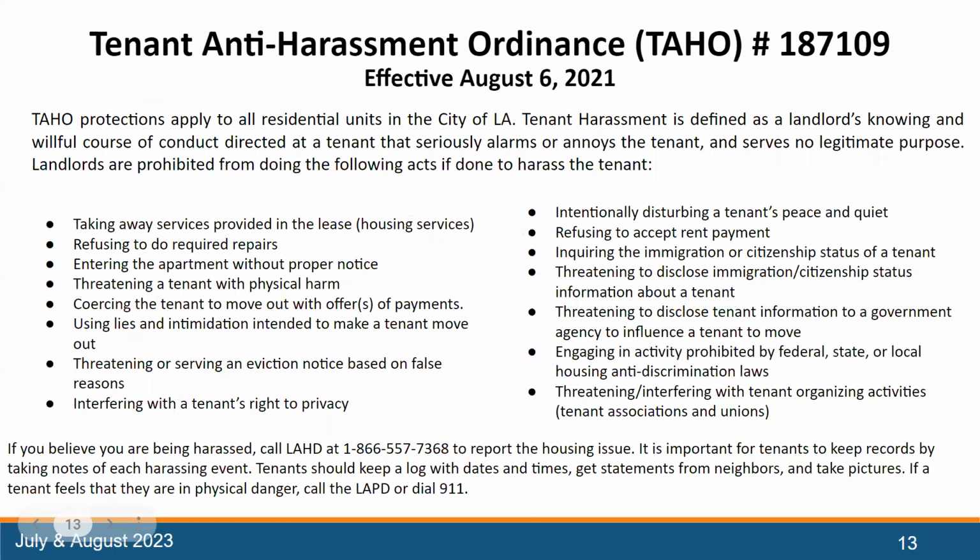The city's tenant anti-harassment ordinance became effective on August 6, 2021, which prohibits landlords from harassing tenants. This slide has examples of tenant harassment. It is important for tenants to keep records by taking notes of each harassing event. Tenants should keep a log with dates and times, get statements from neighbors, and take pictures. If a tenant feels they are in physical danger, they should call 911. Otherwise, tenants can file complaints with LHD to report harassment.